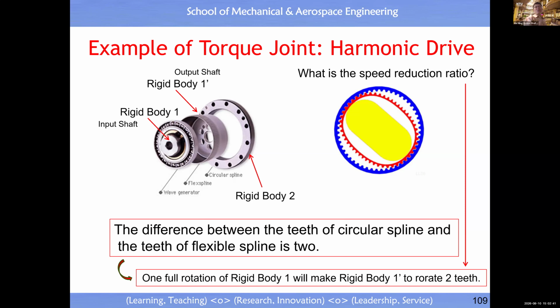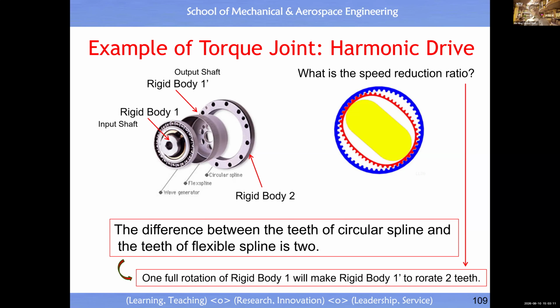So harmonic drive has three bodies. You just pay attention to rigid body 1 and rigid body 2. In between, you treat it as rigid body 1 prime. So basically, there are three rigid bodies: 1, 2, and the one in between. Okay, so speed reducer means what?